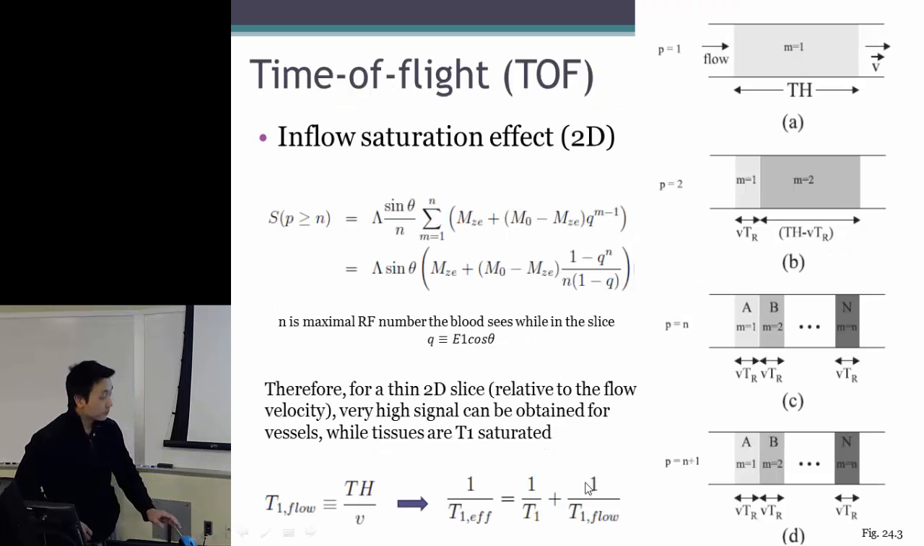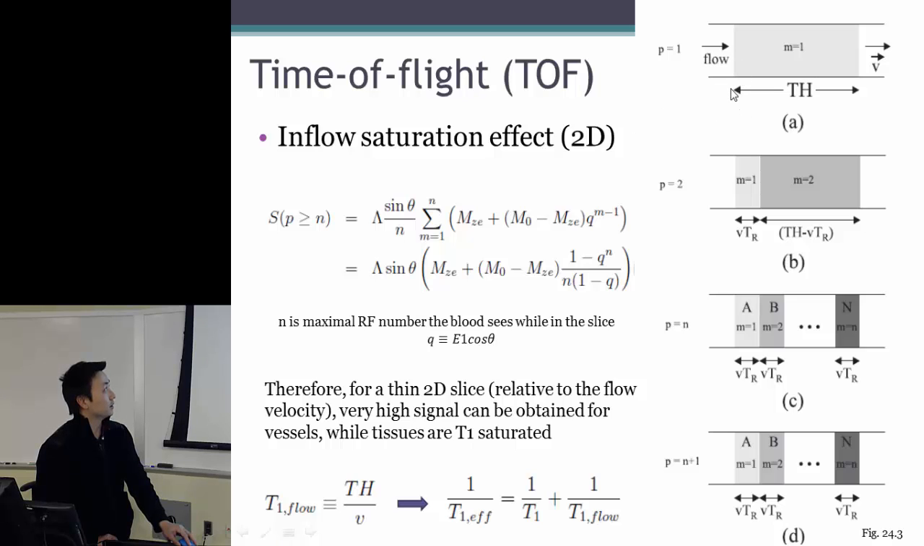Okay, so let's exaggerate it a little bit. Let's say this is the total thickness of the slice we are collecting, and we are talking about a 2D slice, right? This is the vessel, and surrounding it are the tissues. When we give the first excitation pulse, it first excites all the blood inside this slice profile, inside the slice thickness, right?